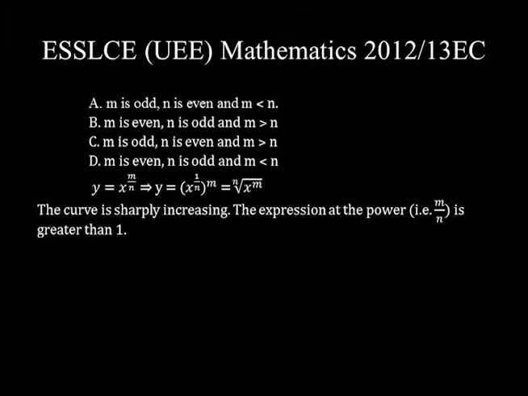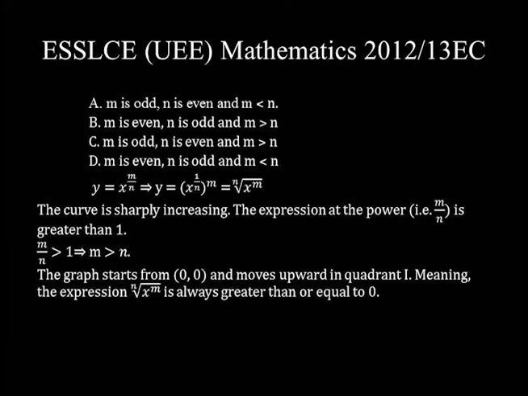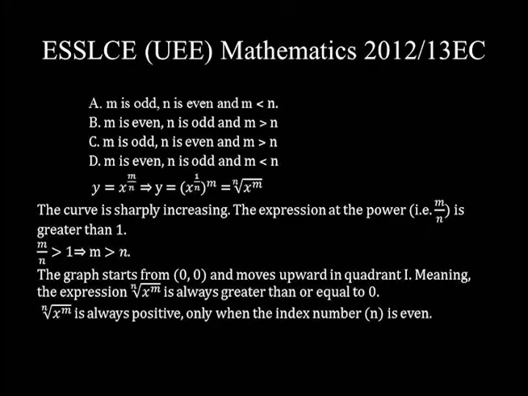The curve is sharply increasing. The expression at the power, that is m over n, is greater than 1. M over n greater than 1 implies m greater than n. The graph starts from (0, 0) and moves upward in the first quadrant, meaning the expression nth root of x to the power of m is always greater than or equal to 0. The nth root of x to the power of m is always positive only when the index number n is even. Thus, m is greater than n and n is even. So choice C is the correct answer.